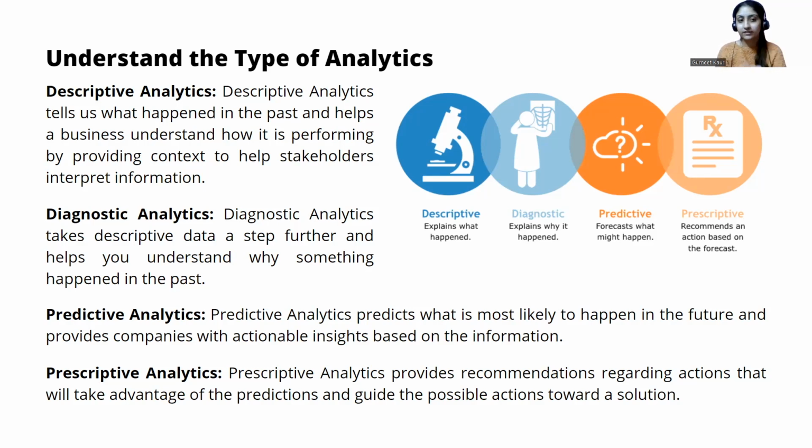Then at last, we have prescriptive analytics. Looking at these first 3 steps, which are descriptive analytics, diagnostic analytics, and predictive analytics, prescriptive analytics provides recommendations regarding actions that might advantage the business, and it recommends any action based on the forecast. So to summarize all 4 of the analytics: descriptive tells us what happened, diagnostic tells us why it happened, predictive helps us forecast what might happen, and prescriptive recommends any action based on the forecast. In this manner, we can understand the type of analytics.